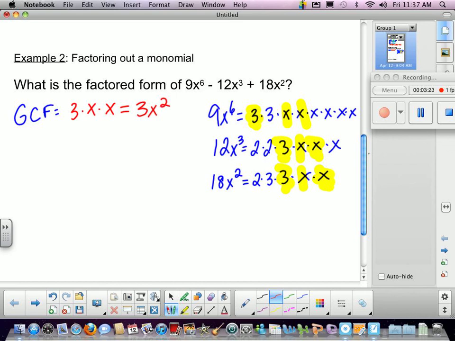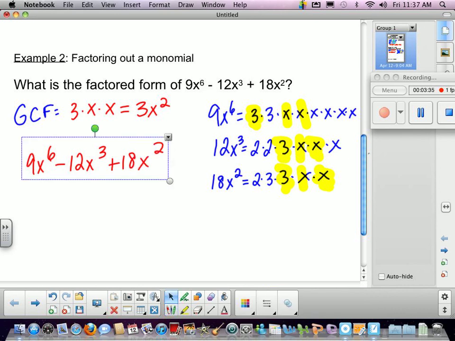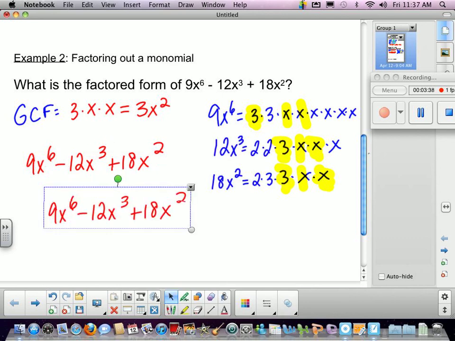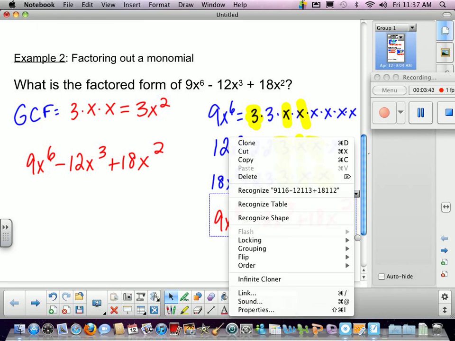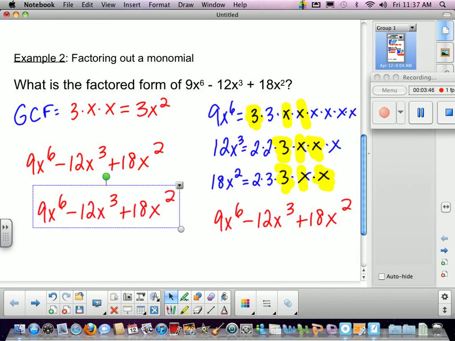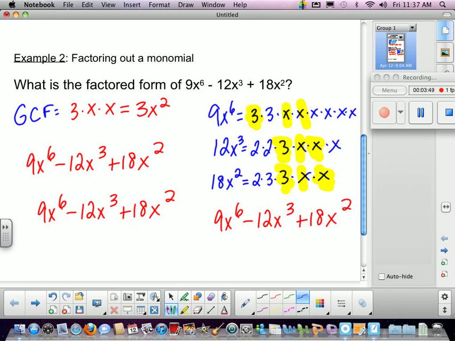If we're going to factor this out of 9x to the 6th minus 12x to the 3rd plus 18x squared, I'm going to clone this and put this over here, and clone it again and put it underneath here. If we're factoring out the GCF, I'm going to factor out 3x squared. So what I'm really going to do is divide everything by 3x squared.